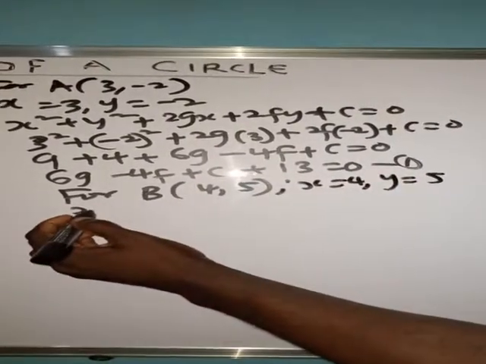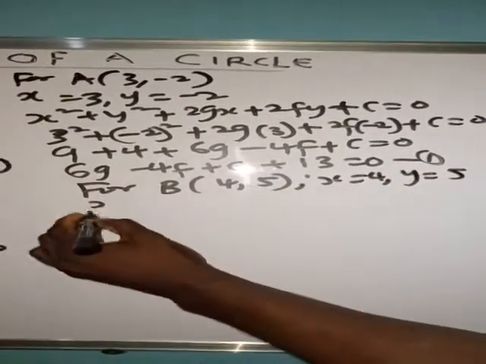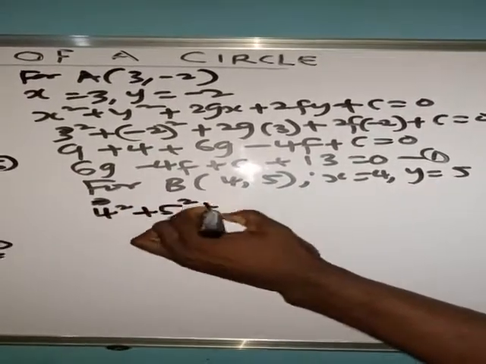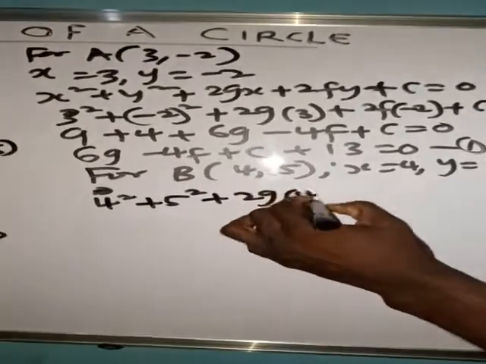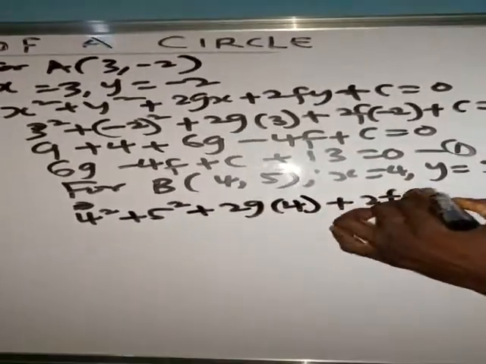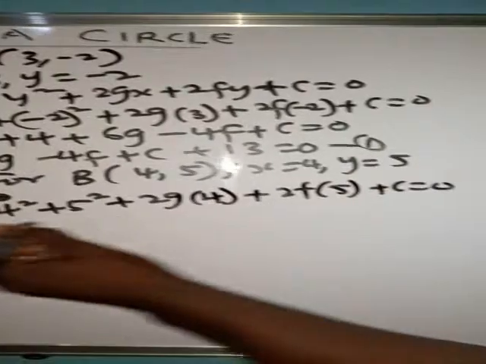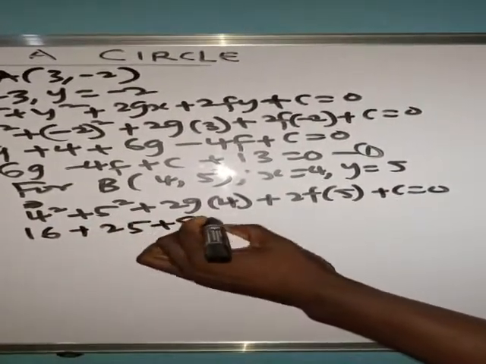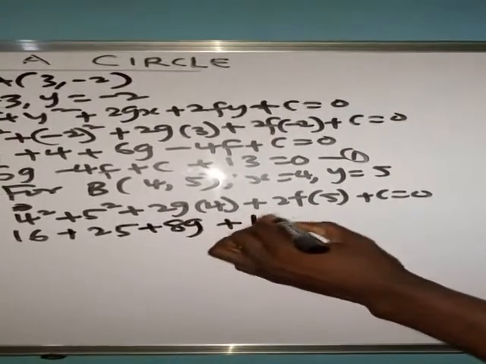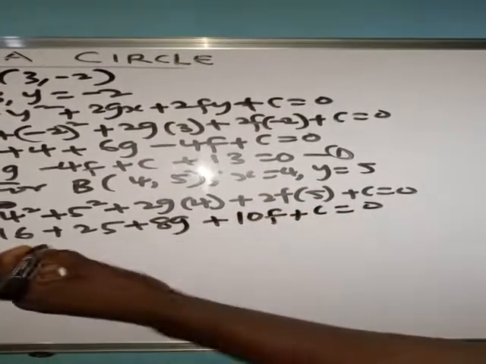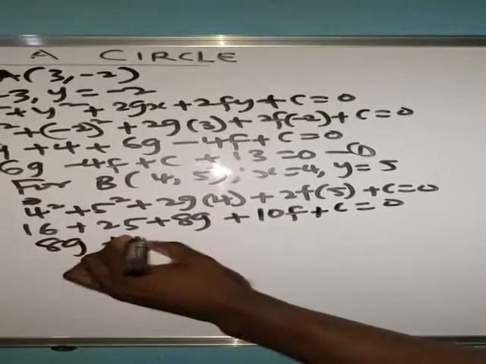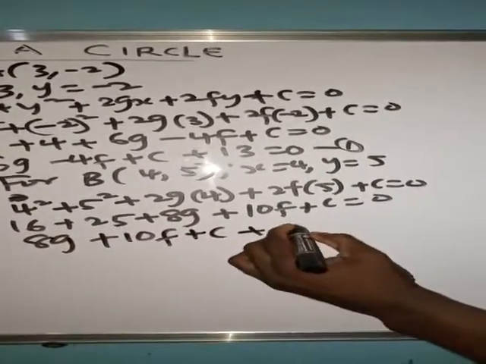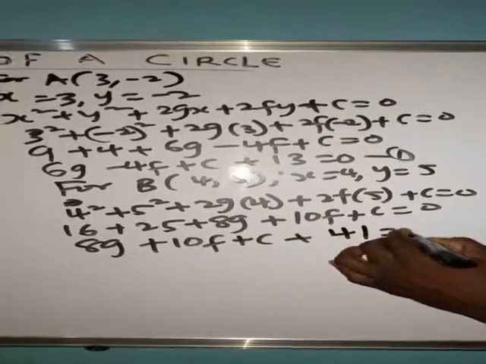Substitute into the general equation of a circle. x is 4, that is 4 squared, plus y is 5 squared, plus 2g times x, which is 4, plus 2f times y, which is 5, plus c is 0. 4 squared is 16, plus 25, plus 2 times 4, 8g, plus 2 times 5, 10f, plus c is 0. So we have that 8g plus 10f plus c plus 16 plus 25, which is 41, is equal to 0, equation 2.